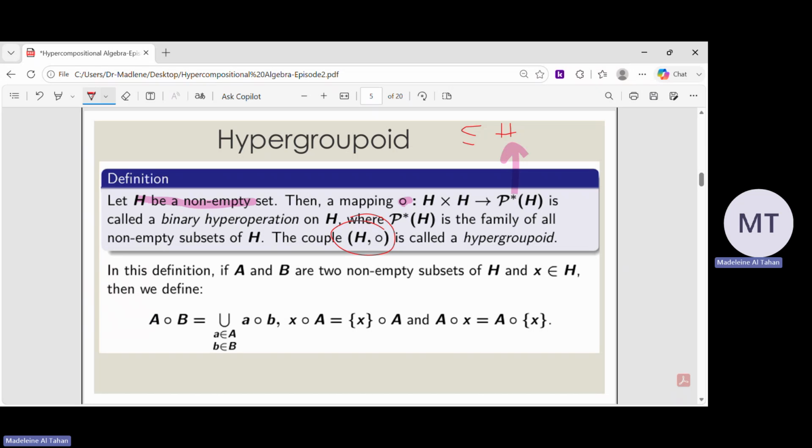This reminds us of the definition of a groupoid, but instead of a binary hyperoperation, we have a binary operation, from the Cartesian product H cross H to H. Now, what if we are finding the hyperoperation between two sets? We take a in capital A, b in capital B, and we take the union of all of them.